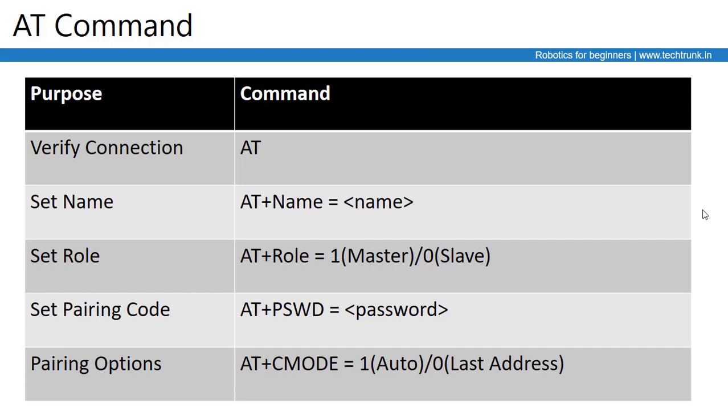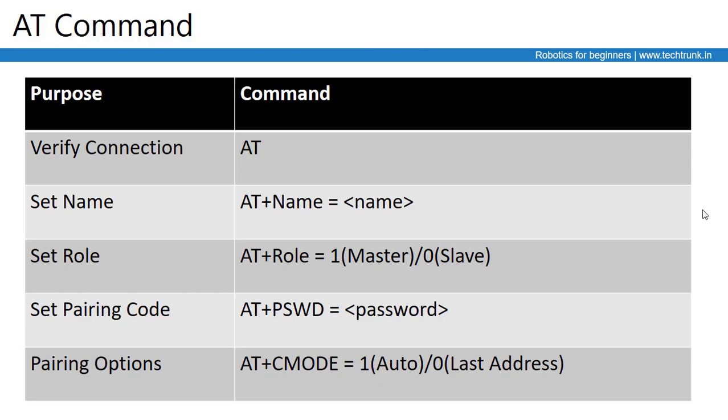You can also set some pairing options by writing AT+CMODE=1 for auto pairing mode and AT+CMODE=0 for pairing with the last address paired. So in that case, you can also configure the module to pair with any device automatically.